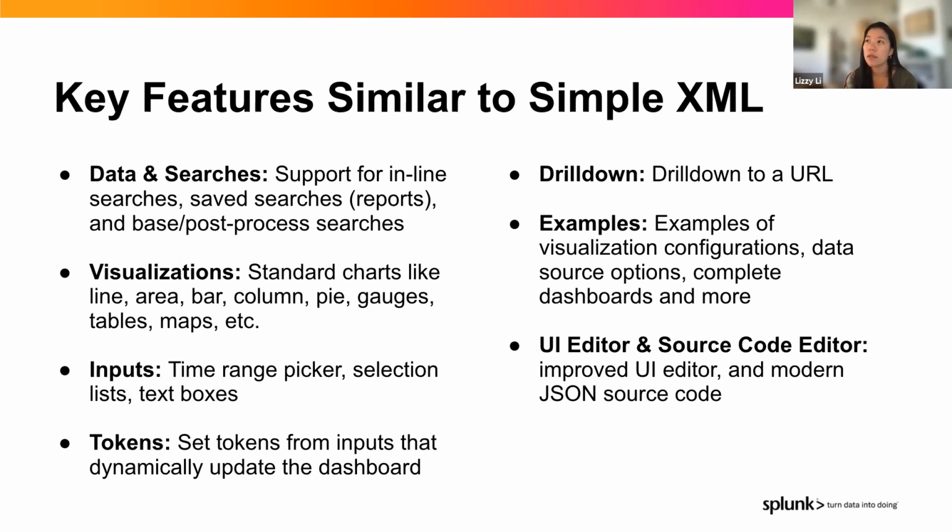So as far as the types of data and searches that you can use, it's the same as Simplexml. You have inline searches, you can use saved searches or reports, and also base and post-process searches. We've just changed the name from post-process to chain, but the underlying mechanics are all the same. And we've also added UI so that it's a lot easier to create chain searches from other searches or saved searches that you have, versus today in Simplexml, it's only available in source.